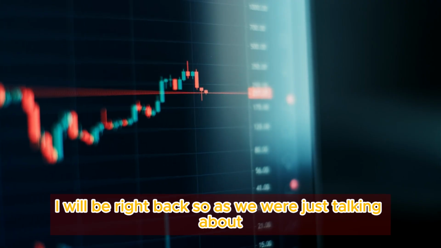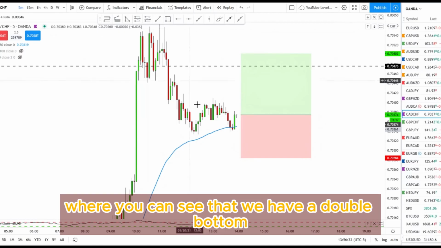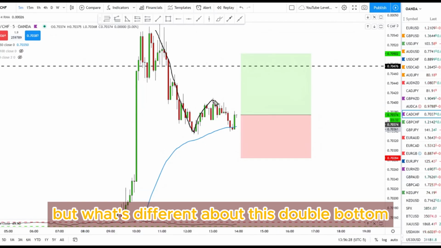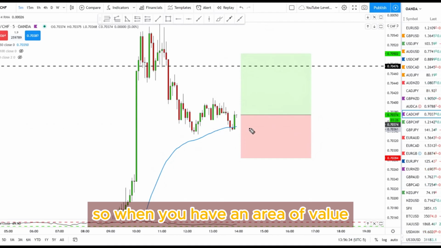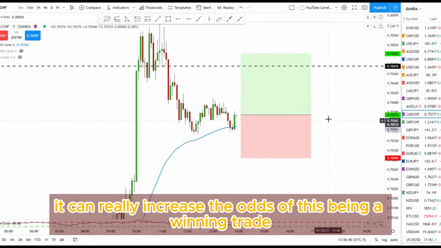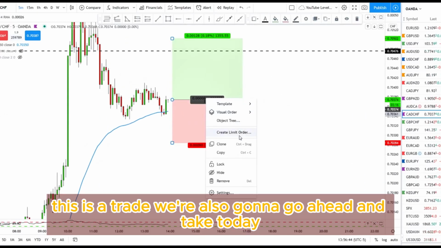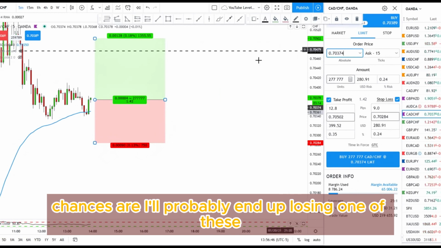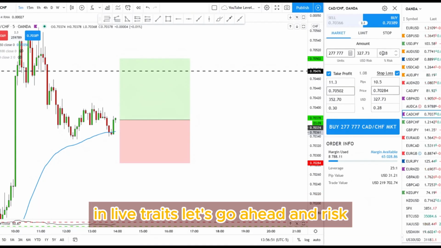So, as we were just talking about, another way I like to use this type of confluence is with chart patterns. If you look on the screen, you can see that we have a double bottom, but what's different about this double bottom? Well, this double bottom is happening at the 50-period moving average. So when you have an area of value you can combine this price pattern with, it can really increase the odds of this being a winning trade. With that being the case, this is a trade we're also going to go ahead and take today. Chances are I'll probably end up losing one of these, but I did want to give you guys examples of both of these in live trades.